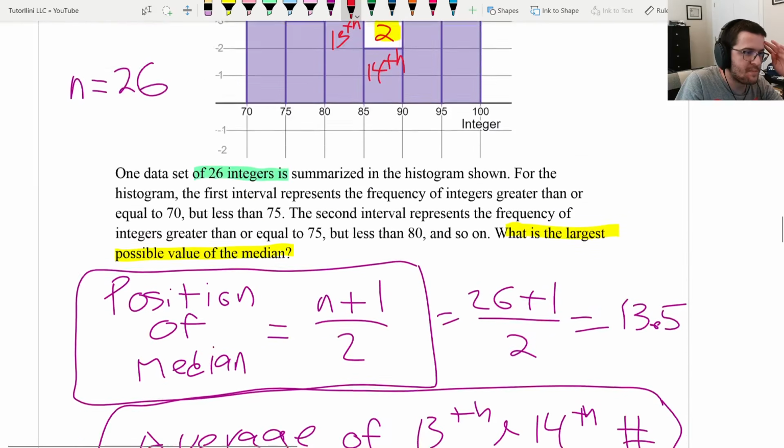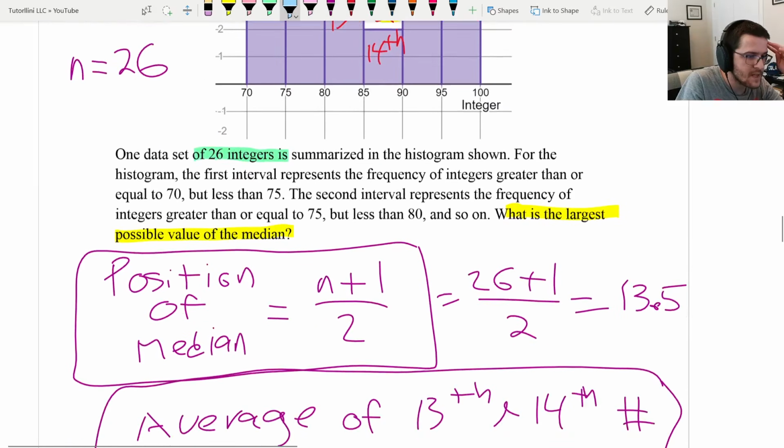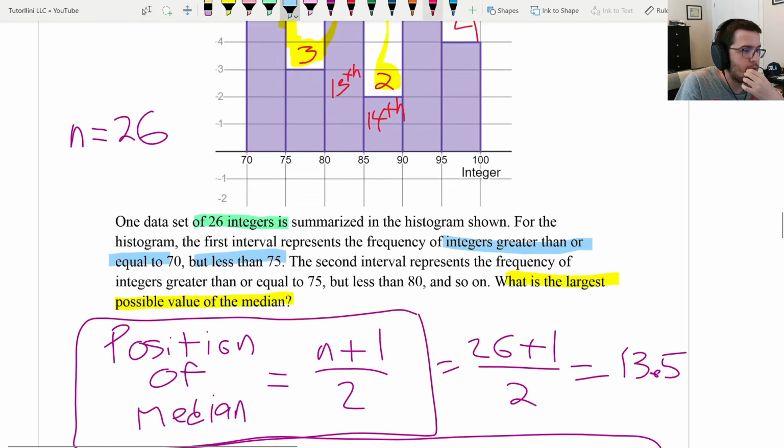Well, you see it says all this business about integers greater than or equal to 70 but less than 75. So in other words, what you're going to do is the number on the left is included. So like this bar, for example, it has 70, 71, 72, 73, 74, and then the number on the right is excluded. Then you come over here, it's 75, 76, 77, 78, 79. Stop. Then you go to the next one, and it starts at 80.